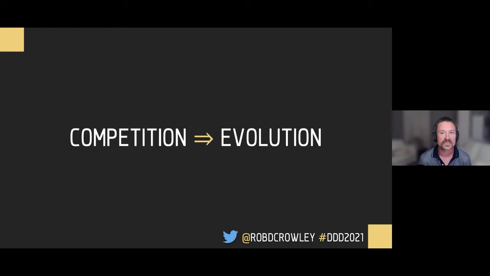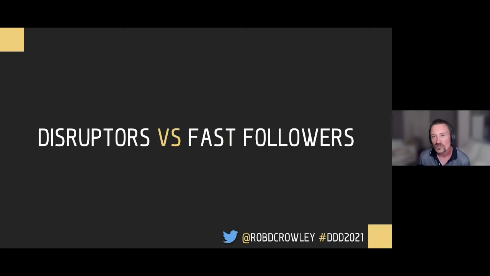And another insight is that competition drives evolution in an industry. Or to reposition this, without competition, stagnation will arise. But not all companies adapt to changes in the environment at the same time. So as William Gibson said, the future's already here. It's just not evenly distributed.